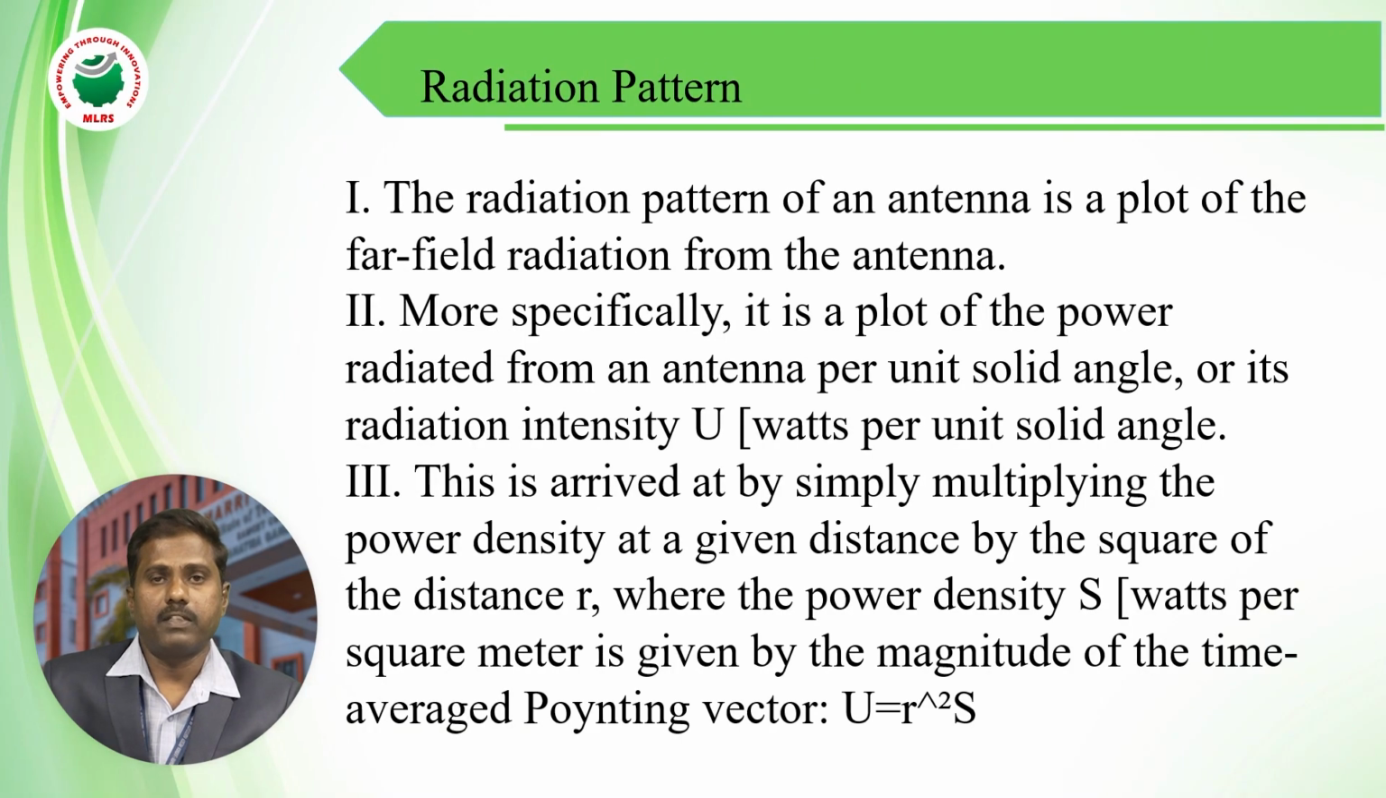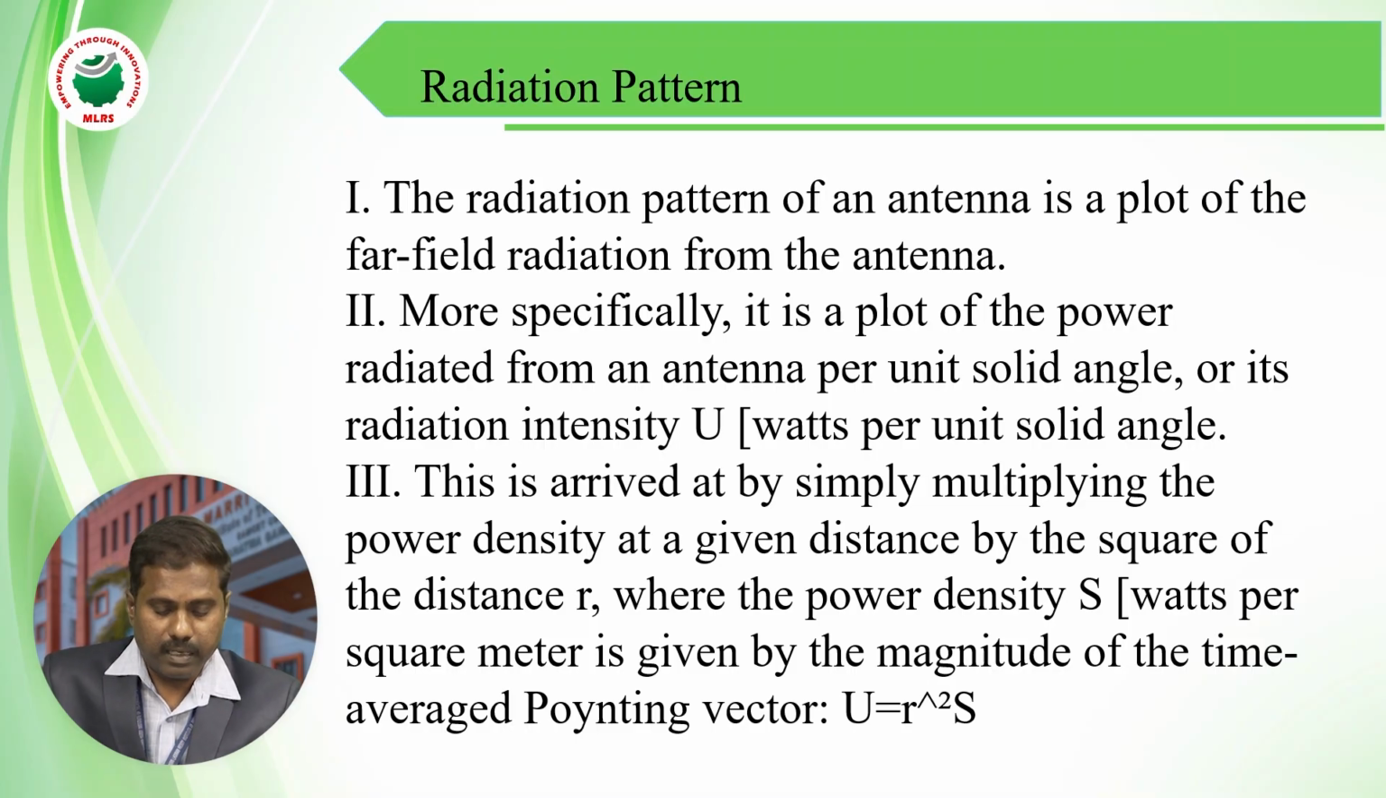The first parameter is the radiation pattern. The radiation pattern of an antenna is a plot of the far field radiation from the antenna. First of all, we need to discuss what the far field is and what the near field is. The radiation field nearer to the antenna is the near field. The radiation field far from the antenna is the far field.